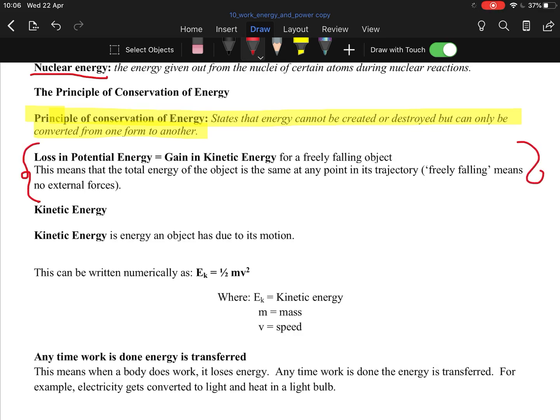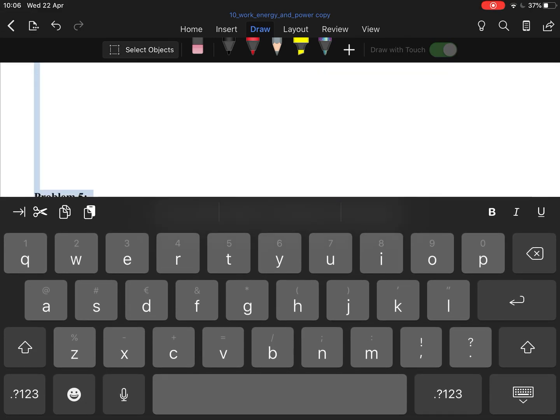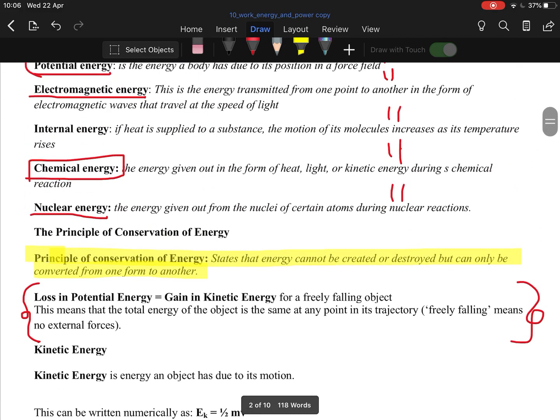Now, for us, this is key. What you lose in potential, you gain in kinetic. And what you lose in kinetic, you gain in potential, okay? So in other words, the total energy that you have is your potential energy plus your kinetic energy. One will always go up, the other will always go down. Potential and kinetic won't both go up, okay? If one goes up, the other goes down. If one goes down, the other goes up. That's generally how it works, okay?